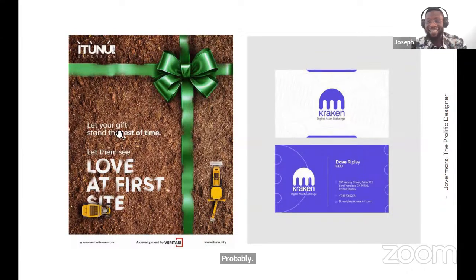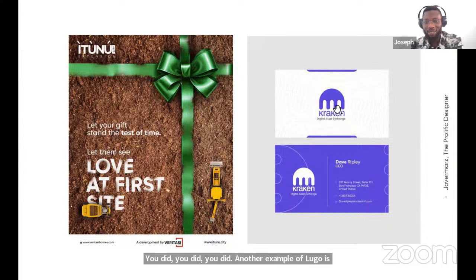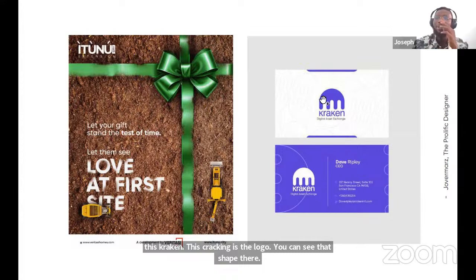You did. Another example of a logo is this Kraken. This Kraken is the logo. You can see that shape there. Yes, it's a logo. So my text. Go on.